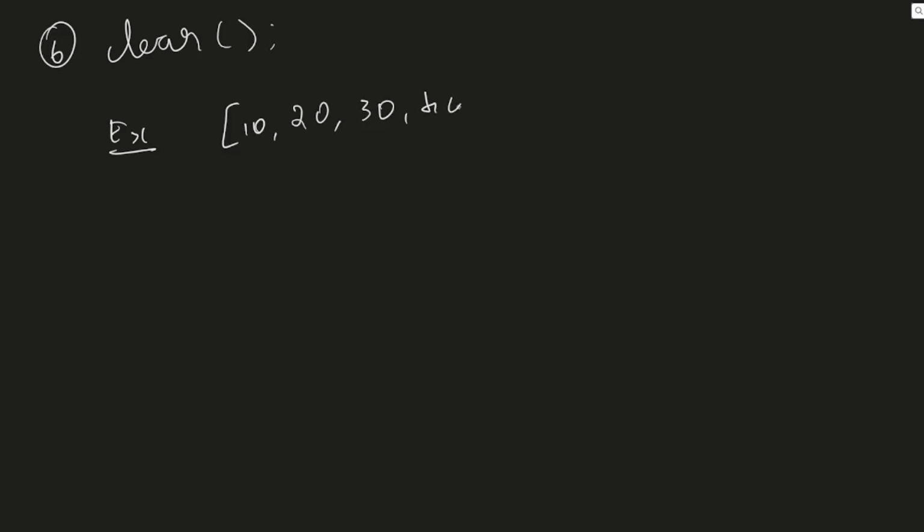Our next method is clear. As the name itself suggests, it will just flush out all the elements inside the array. Let's take again the same example 10, 20, 30, 40, 50. Now I just want to flush out all these elements. I can just directly write a line list.clear.